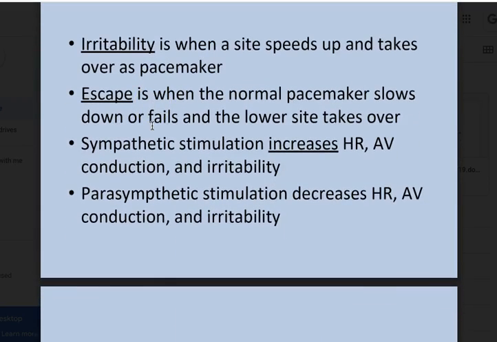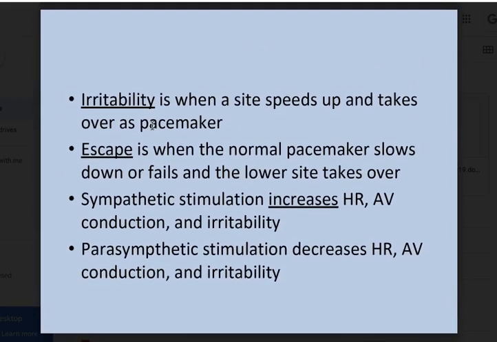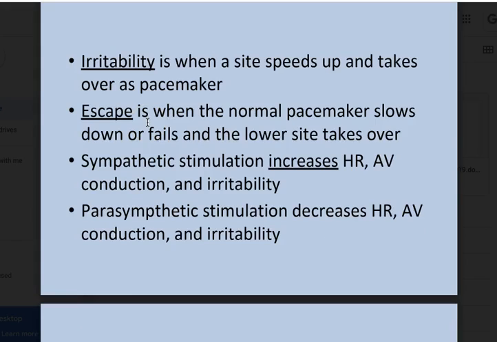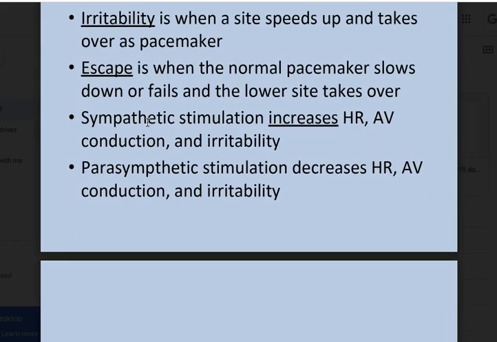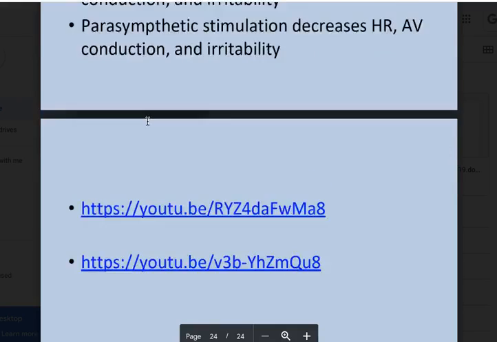There are two ways that a pacemaker can assume its role: through irritability or escape. Irritability is when a lower site speeds up and takes over as pacemaker. Escape is when the normal pacemaker, the SA node, slows down or fails, and then you have that fail-safe net underneath it that takes over. Remember, sympathetic stimulation increases the heart rate, and parasympathetic decreases the heart rate.